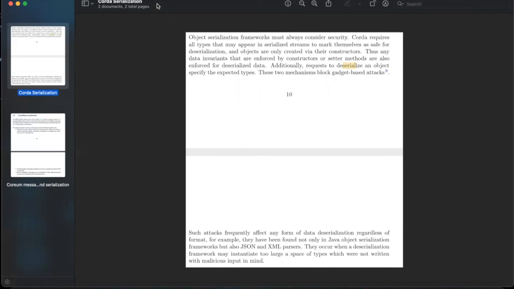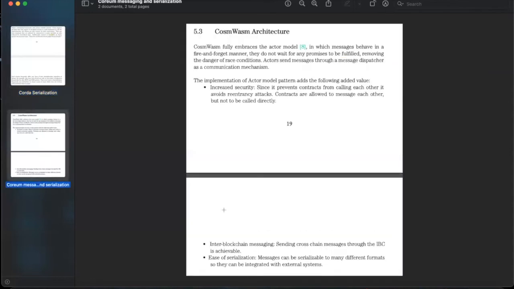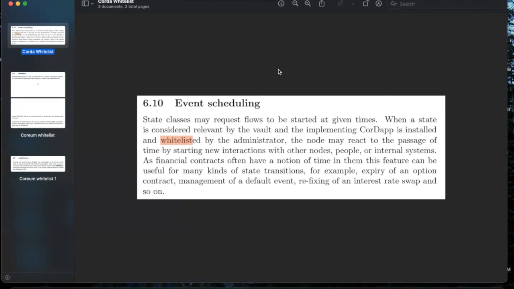And in my study of Corda, specifically their Conclave development system, it talks a lot about serialization and deserialization of states or information. Object serialization frameworks must always consider security. Corda requires all types that may appear in serialized streams to mark themselves as safe for deserialization, and objects are only created via their constructors. So we see Corda exploring solutions for serialization and creating some mechanisms, and then we see an ease of serialization on Coreum. So we also see both Corda and Coreum talking about whitelisting.